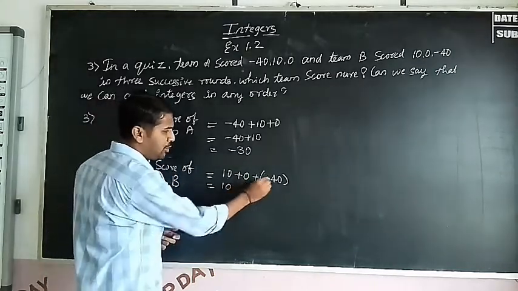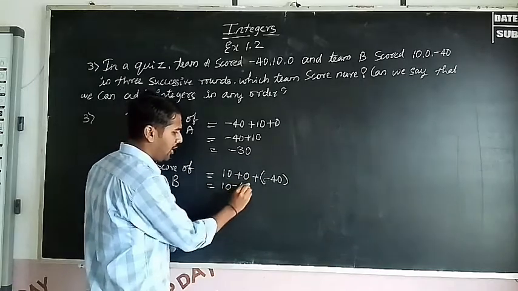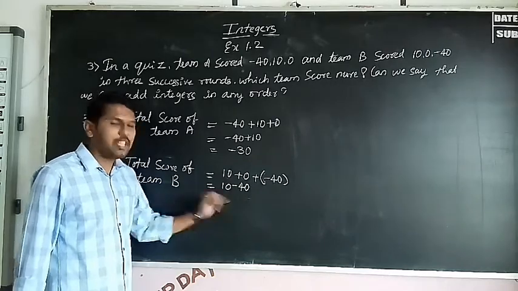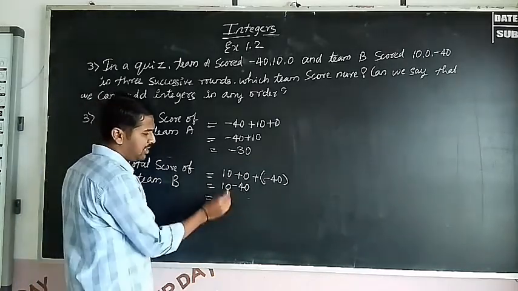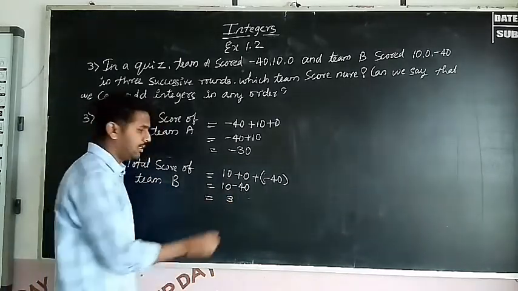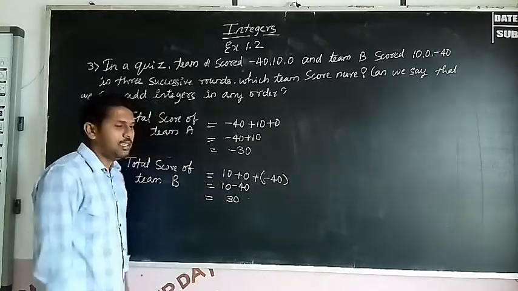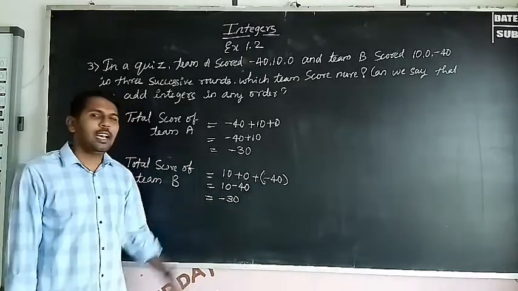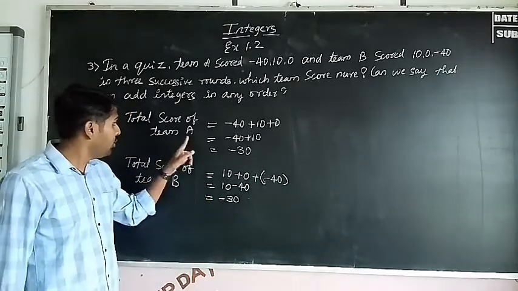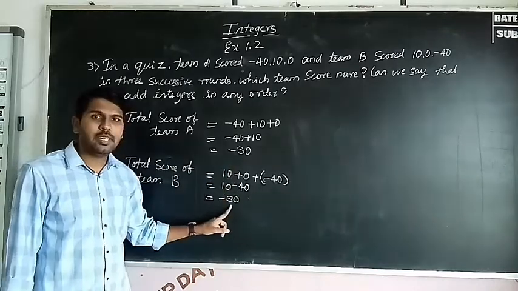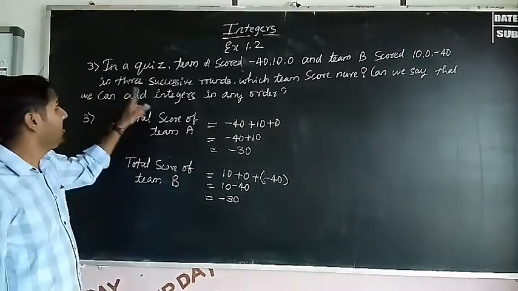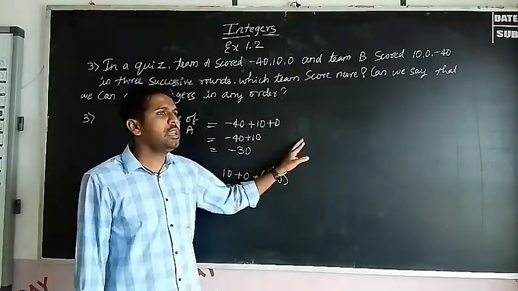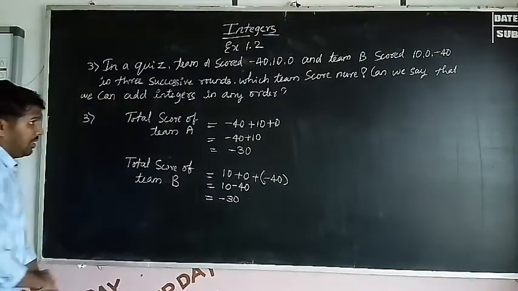So now plus into minus, minus 40. So numbers are having different signs. Here plus is there, here minus sign is there. So first subtract, 40 minus 10, you will get the answer 30. Bigger number's sign, minus. So this one is minus 30. So team A scored minus 30, team B scored minus 30. That means in 3 successive rounds, which team scored more? Both the teams scored the same.